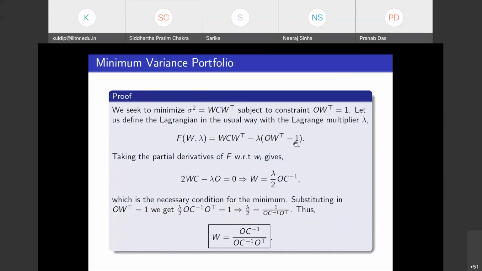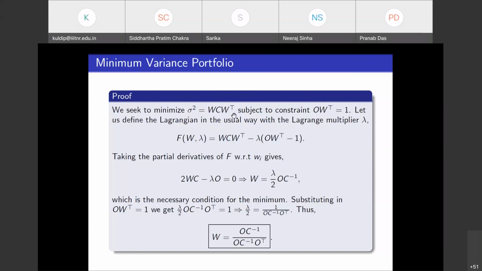So right now the only constraint is that the sum of the weights is equal to 1, which in vector form is OW transpose equal to 1. So the problem is to minimize WCW transpose, which is the variance, subject to the constraint OW transpose equal to 1, which is the sum of the weights equal to 1. Now, this is an optimization problem in multiple variables. So it's a function of W1 through Wn.